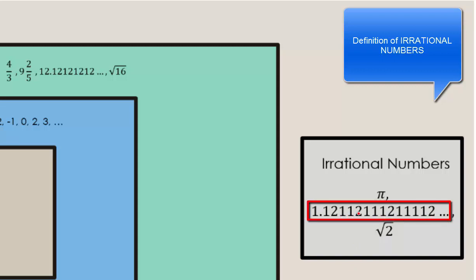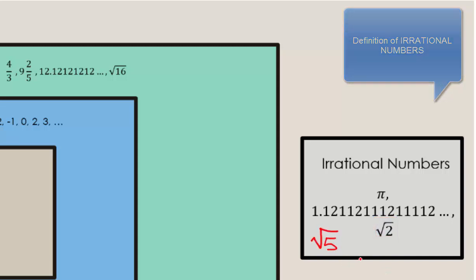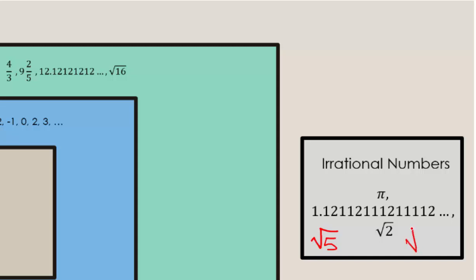1.12112111121112, and so on and so forth. Although it has a pattern, the pattern never repeats and it never terminates, so it can't be written as a fraction, so that's irrational. The square root of a non-perfect square is irrational. So if you had the square root of 5, that's irrational. Square root of 15 is irrational.